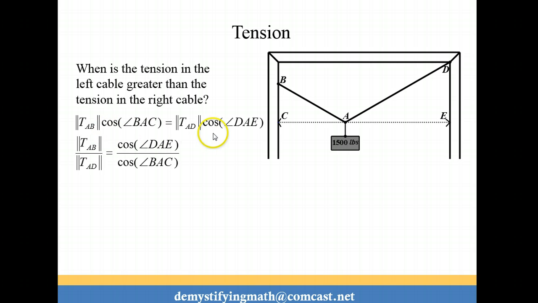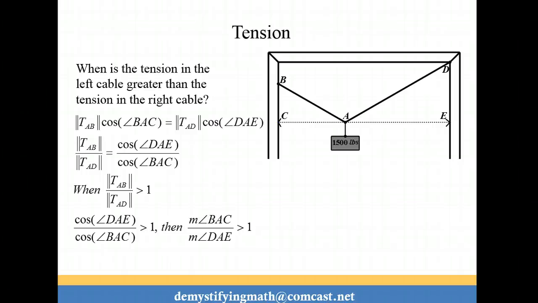Okay, so going back to our formula, we have the tension times the cosine of the angle, and the tension times the cosine of the angle on the right side. What I did this time was create a ratio of the two tensions. So I divided both sides by the tension in cable AD, and then I divided both sides by the cosine of the angle BAC. So what we want to do is figure out where this ratio is greater than 1, so where the tension in the cable on the left is greater than the cable on the right. So where the numerator is greater than the denominator, it's going to be greater than 1. So if that's greater than 1, then this side must also be greater than 1.